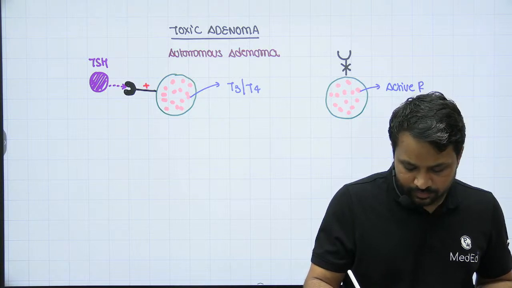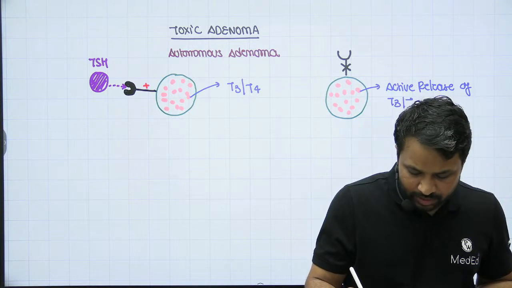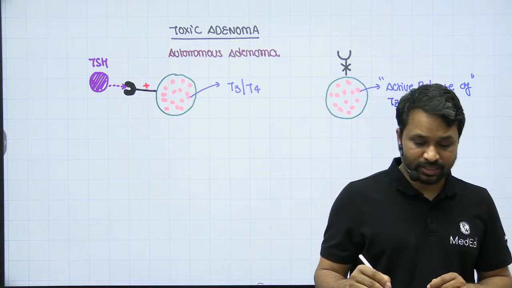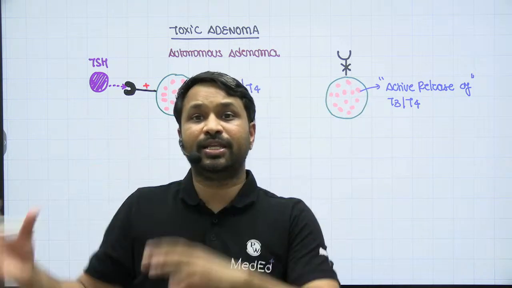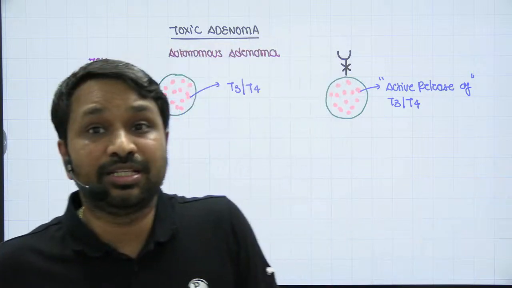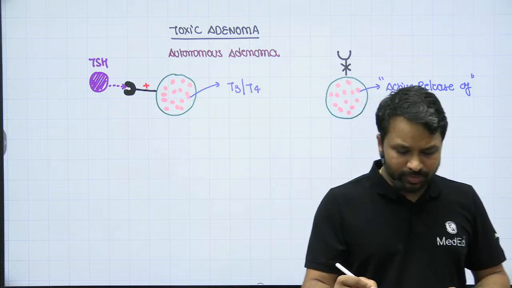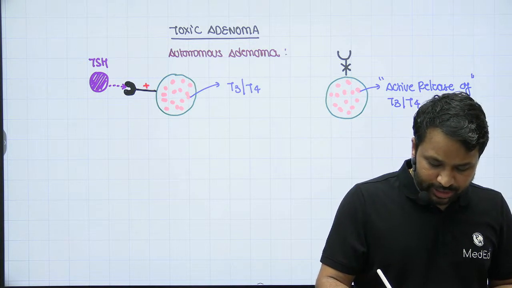There is an active release of T3 and T4, and this is independent of TSH. So it does not rely on the hormone. The hormone is produced, it is released. It does not care whether the body needs it or not, hence resulting in hyperthyroid status. So it's an autonomous adenoma. Autonomous adenoma basically means it is TSH independent.